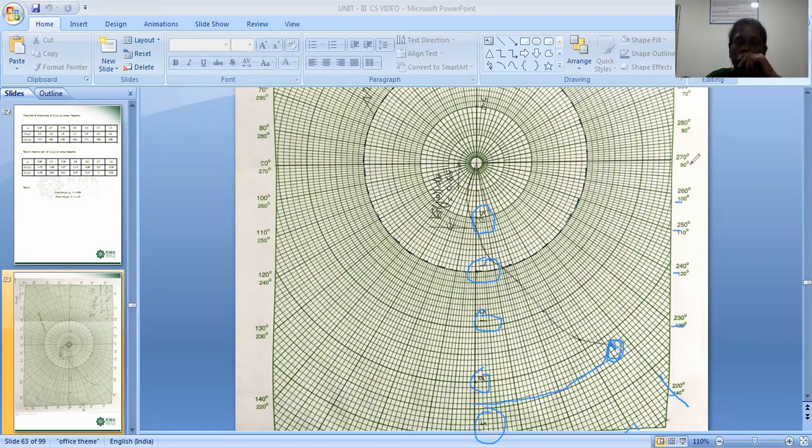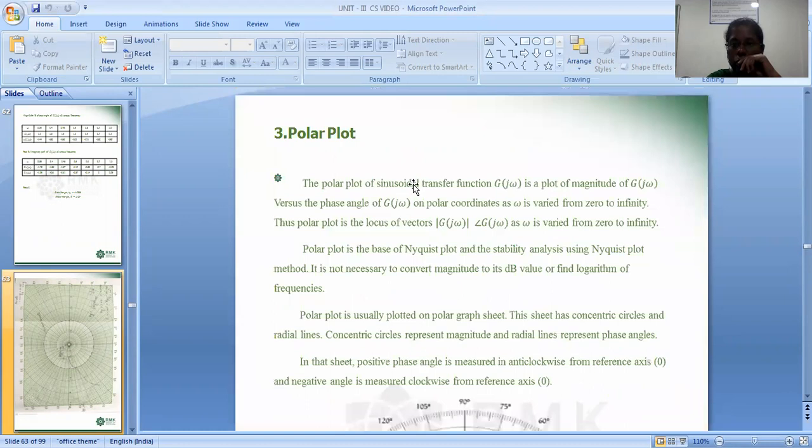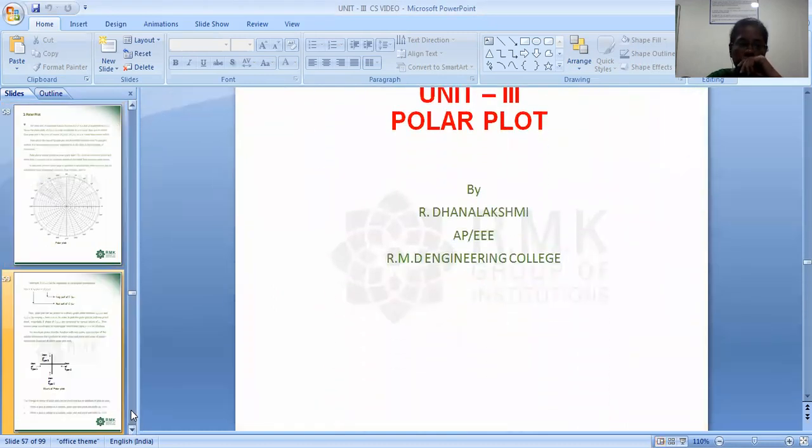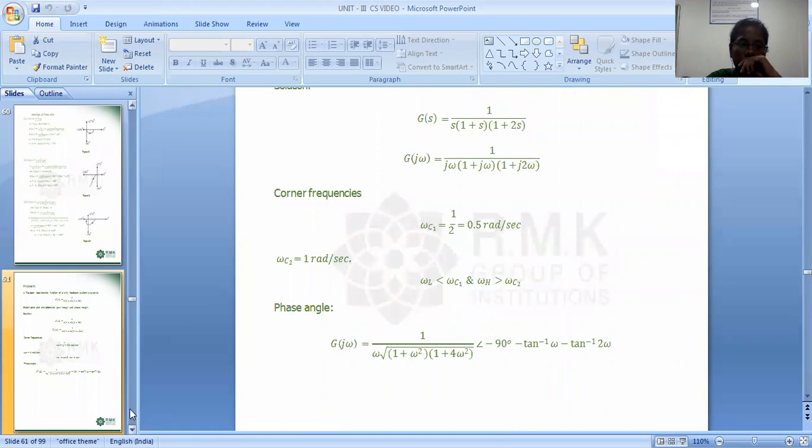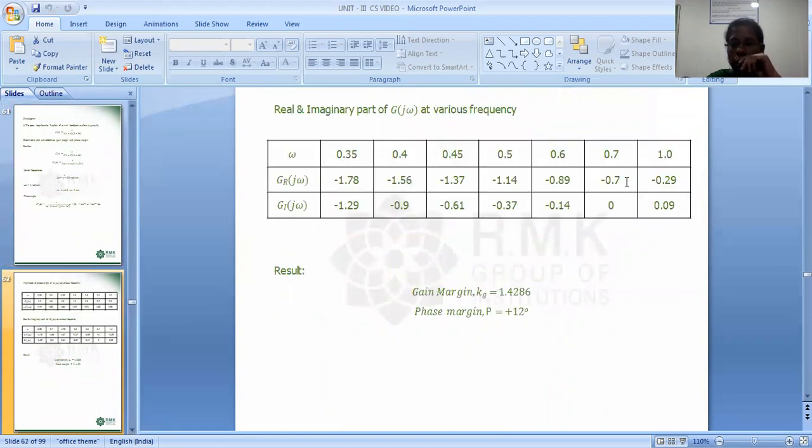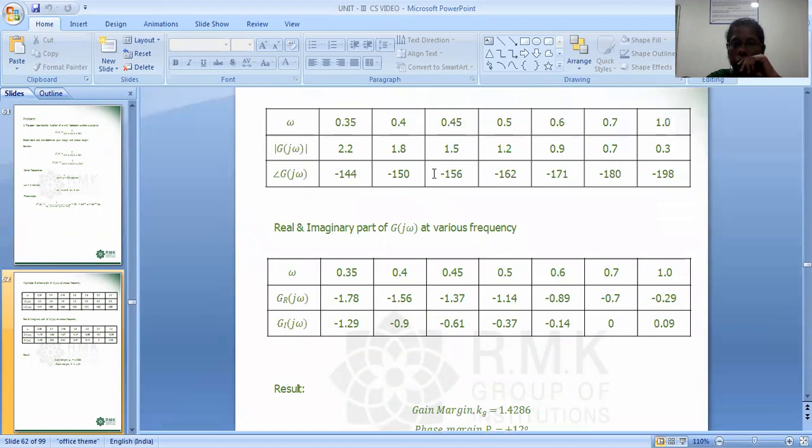Similarly, we have to plot all the points here like this, so that we complete this entire tabular column. Likewise, we have to plot minus 150 for the magnitude 1.8. The same way, for the magnitude of 1.8, we have to plot minus 150. Like this, we have to plot all the points here.